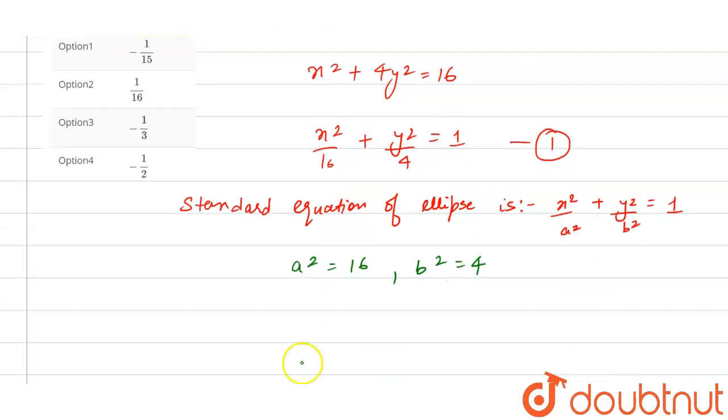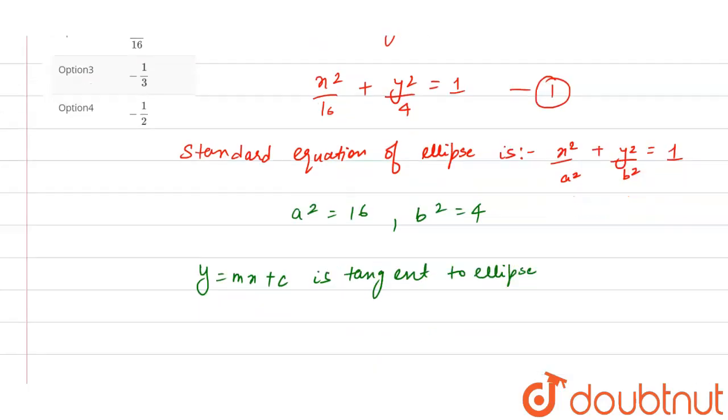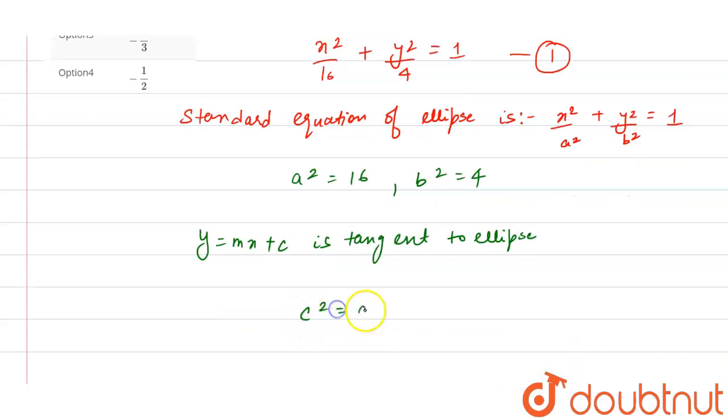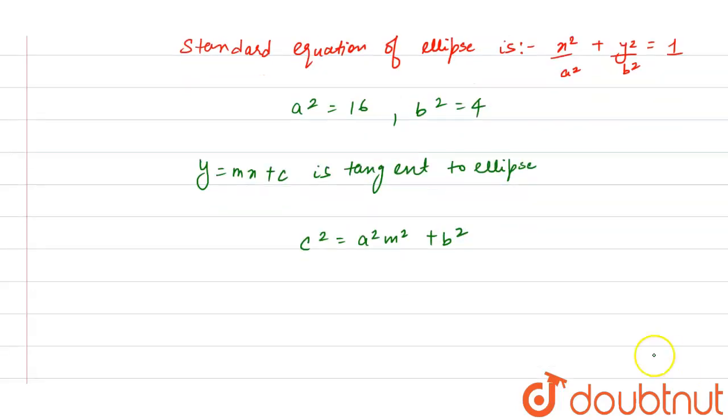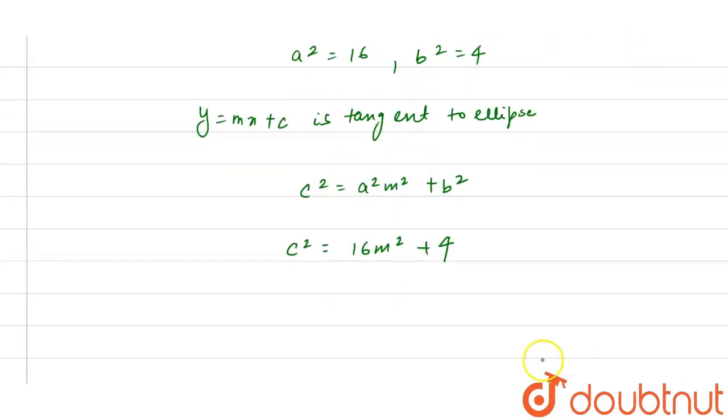Now if we say that y equals mx plus c is tangent to the ellipse, then the standard condition that we get is c square equals a square m square plus b square. We know this. So the value of c square becomes 16m square plus 4. From here we get c equals under root of 16m square plus 4.